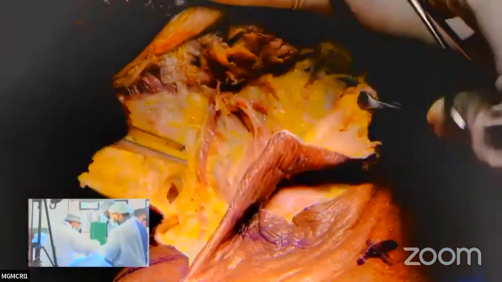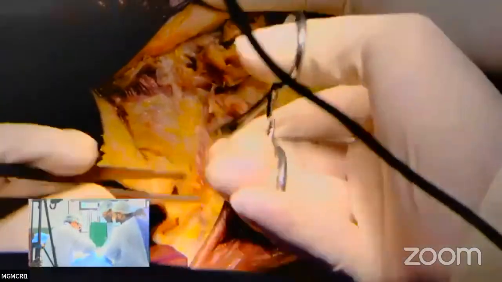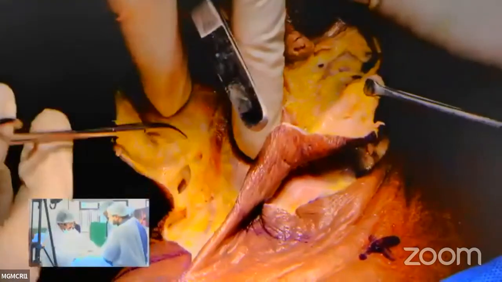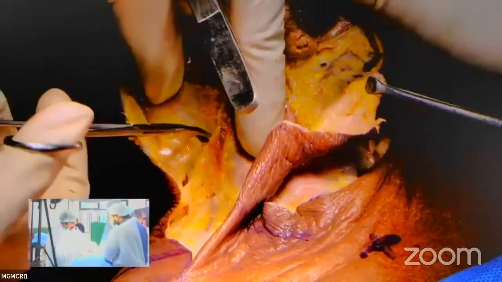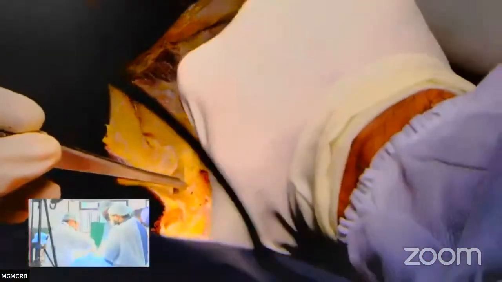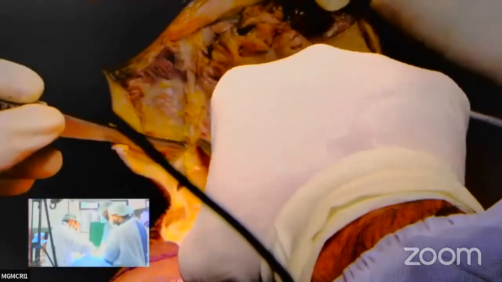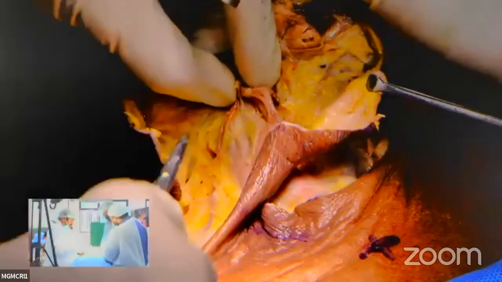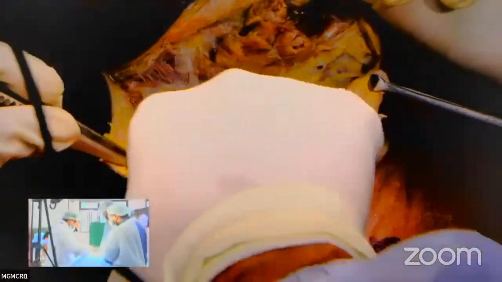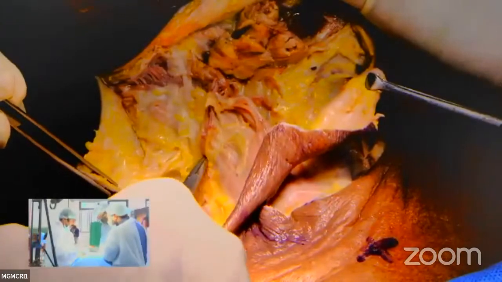Okay. So now next step is you identify the greater auricular nerve. Take down the greater auricular nerve up to the posterior border of your sternocleidomastoid. So that would correspond to your Erb's point. So this is your Erb's point where your confluence of nerves is. And you will get your spinal accessory nerve roughly a centimeter on top of it. Yeah. So this is your Erb's point.